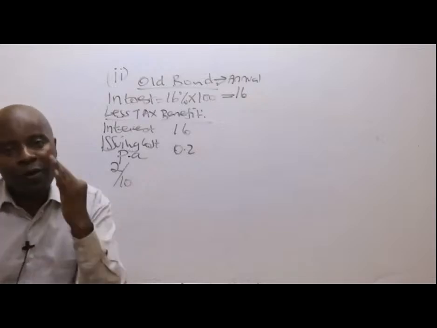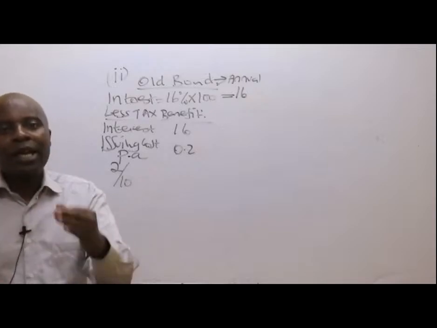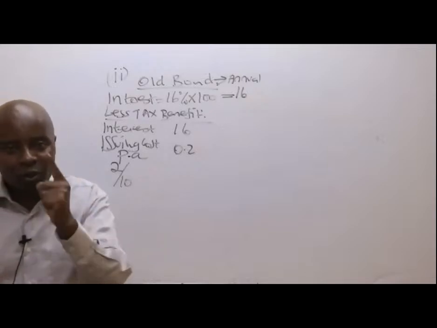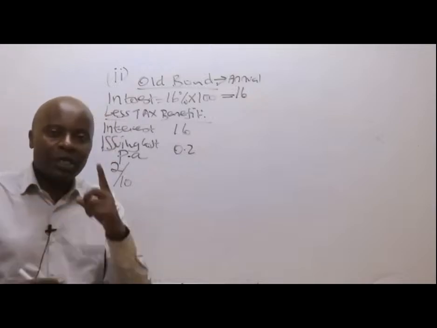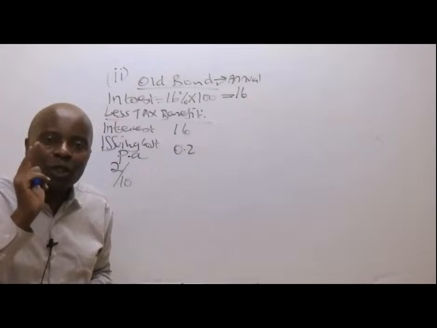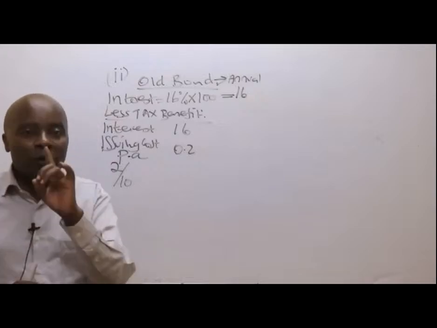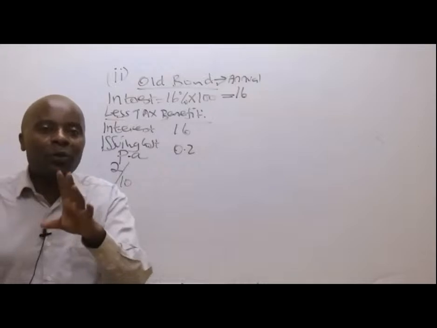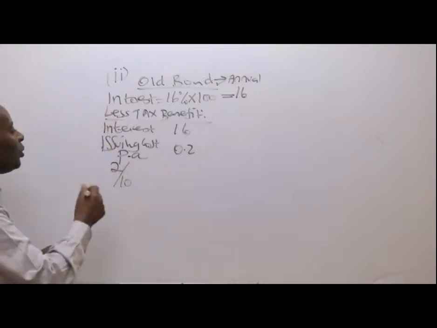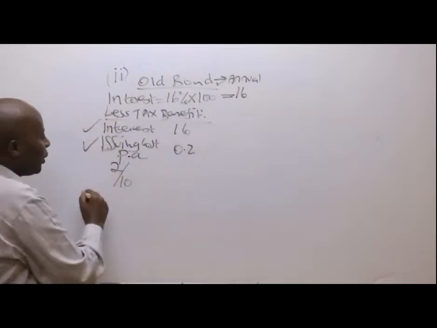Remember, for tax benefit, the examiner normally will give you 3 qualifying expenses. And these qualifying expenses are which expenses? Number 1, we have interest, which will qualify for purposes of claiming your tax benefit. Number 2, we have the issuing cost. Those will qualify for you claiming the tax benefit. Number 3, we have the discount. So discount, this one is yours.